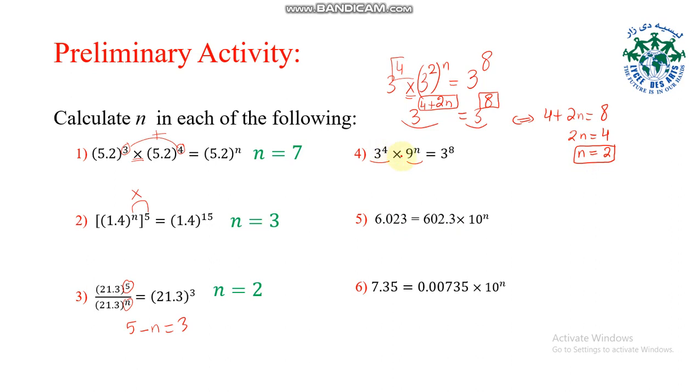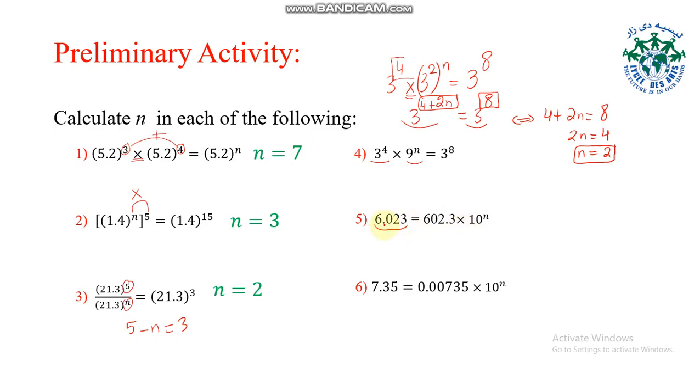So always when we have different bases, try to make the same base. Probably you may think about making 3 exponent 4 as a power of 9. You can do it and you'll get the same answer. In the next part, we have a decimal number on the left side and a decimal number on the right side multiplied by 10. Probably this reminds you somehow of scientific notation.